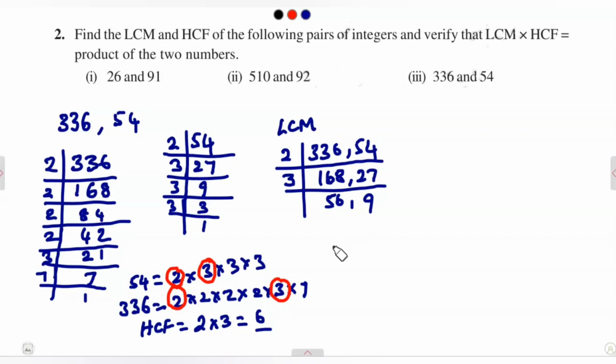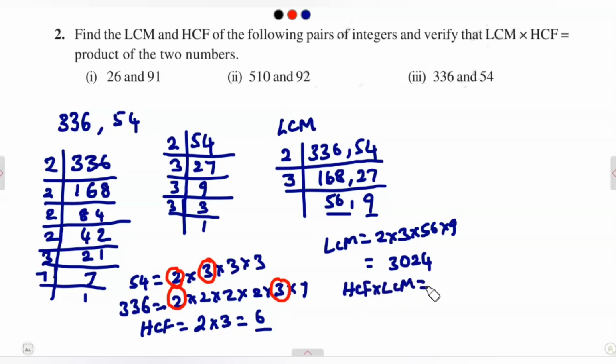So you can stop there and find that the LCM is equal to 2 into 3 into the leftover numbers, also you need to multiply 56 into 9. So the final LCM of these numbers is 3024. Now let's find the product of HCF and LCM. HCF times LCM is equal to 6 into 3024, which is equal to 18,144. So this is the product of these two numbers.